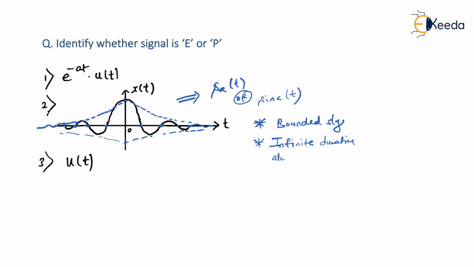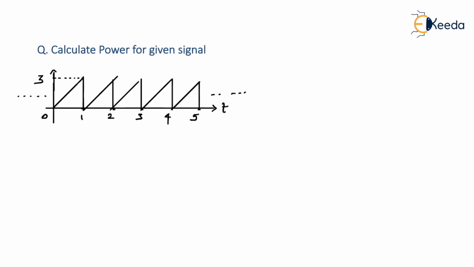but at the same time it is having decaying amplitudes. Therefore, whether it is sampling function or sinc function, it is always an energy signal. Is that right? So just by observing the signals, one can understand whether it is an energy signal or power signal, right? One more problem is given in which they say calculate power for the given signal.